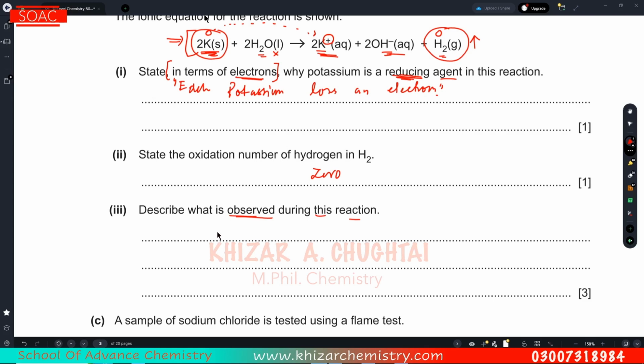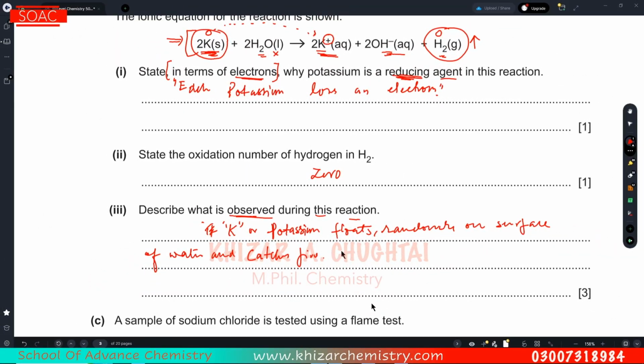So number 1, you can write that potassium floats randomly on the surface of water and catches fire. So the first one is potassium floats randomly on the surface of water and catches fire.